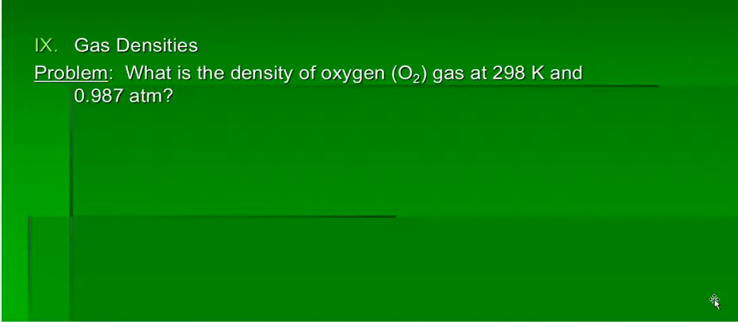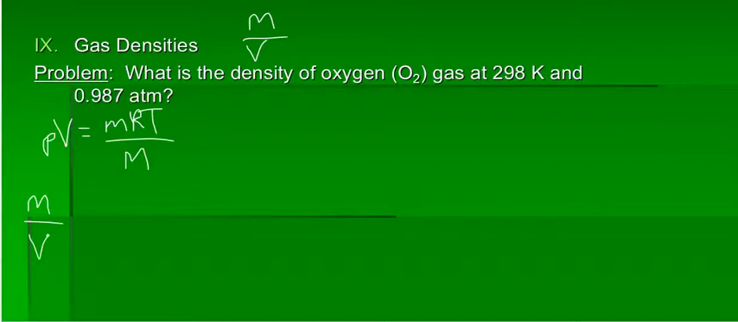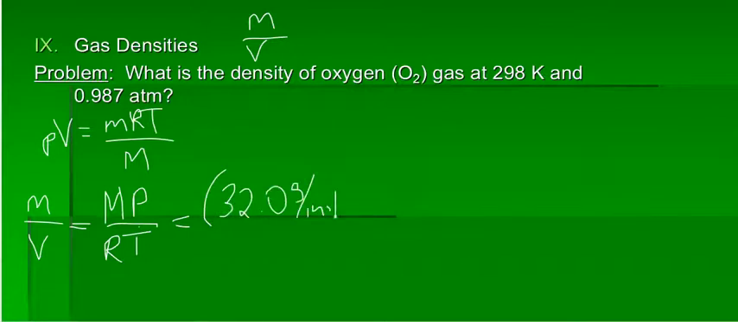We can also use that ideal gas law to find density. Now density is m over V, mass over volume. We've got our equation PV equals mRT over capital M, but we need to rearrange that to solve for density. So you can do some algebra. We want m over V. I'll go ahead and rearrange it for you. So we get MP over RT. Capital M is the molar mass. Well, this is oxygen gas, O2, so that's 32 grams per mole. P is the pressure. We're in atmospheres, that's good, 0.987 atmospheres.